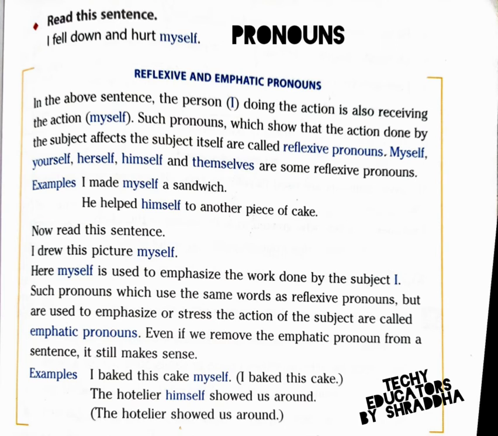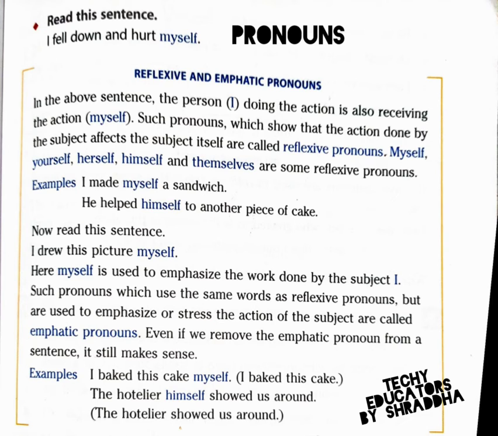In this sentence, I is the person who is doing the action and also the person who is receiving the action. So, such pronouns show that the action done by the subject affects the subject itself. The subject is I and the action fell down is done by the subject itself, so it has affected the subject itself. That is why they are called reflexive pronouns. Myself, yourself, herself, himself and themselves are some reflexive pronouns.